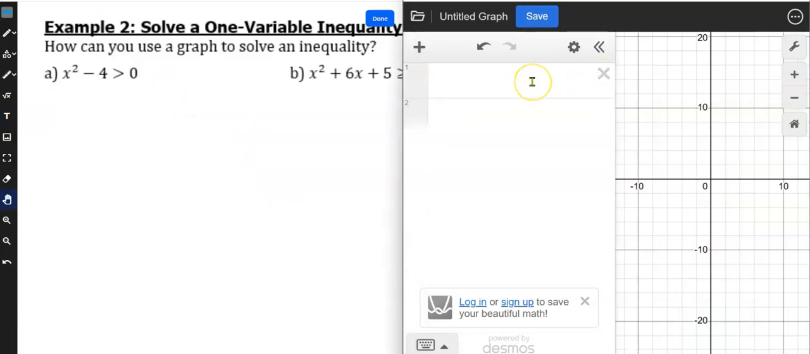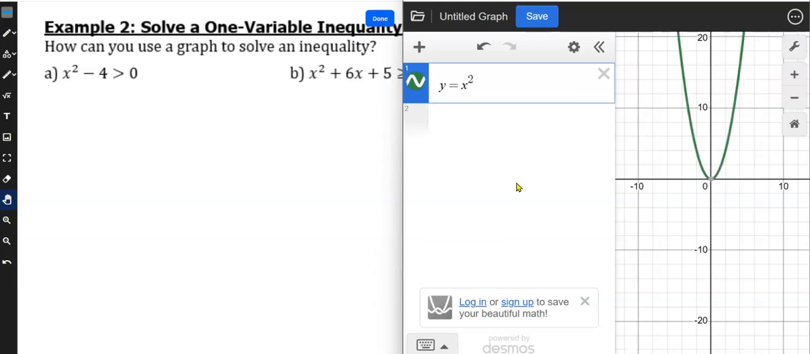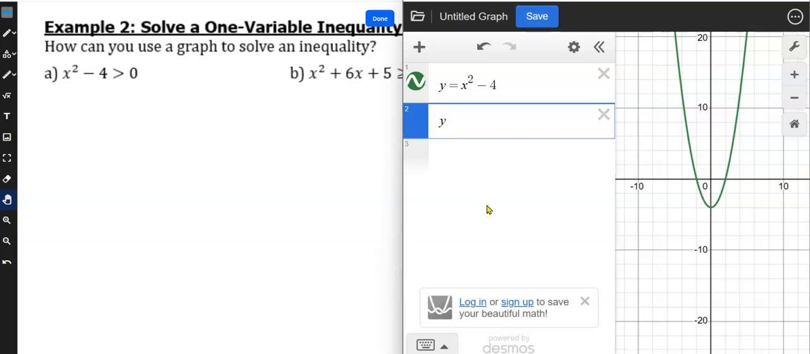Well, what about inequalities? Like in example 2. So we want to know y equals x squared minus 4. We know that's a parabola. We know it's been shifted down 4 units because that's on the outside, and outside matches our common sense. And then y equals 0 is the other side. Now, that's also known as the x-axis.